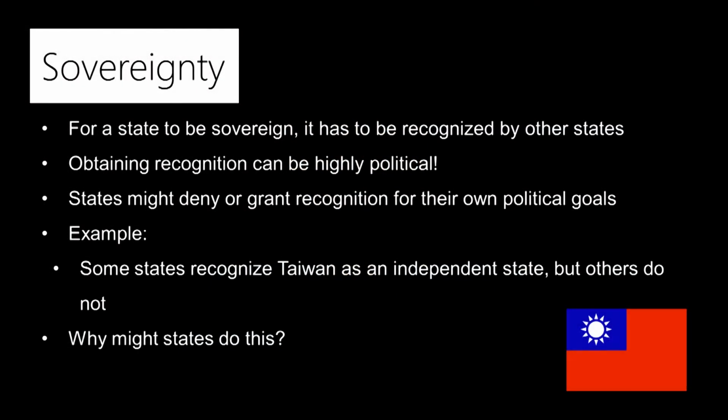So one of the unique things about sovereignty is that it comes from other states. You can't be self-sovereign. Other states have to declare that you're sovereign. So this can be highly political. States might grant or deny recognition of sovereignty for their own goals. So one example in the world today that's very important is Taiwan's sovereignty. Different states have very different relationships with Taiwan. Mainland China, the People's Republic of China, claims that Taiwan is its sovereign territory. The U.S. chooses not to recognize Taiwan as sovereign, but yet tries to carry on normal relations with Taiwan.